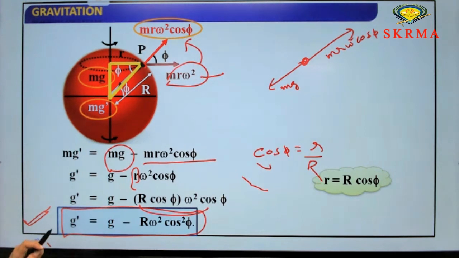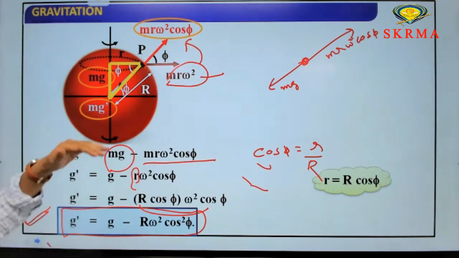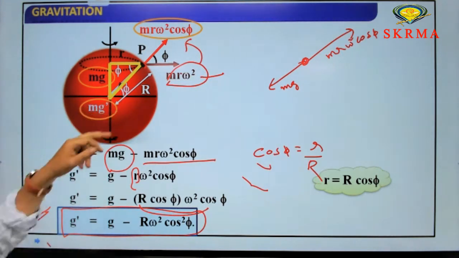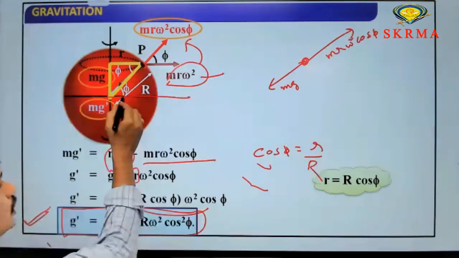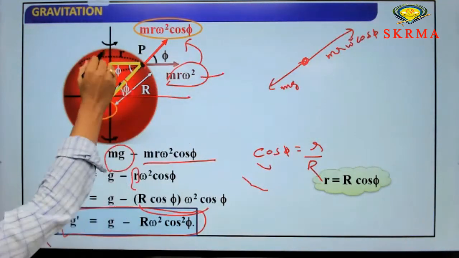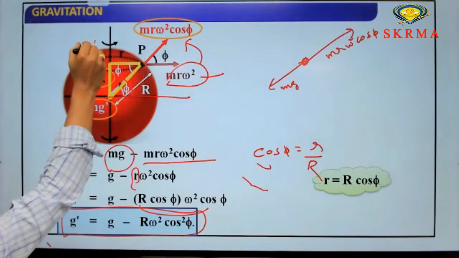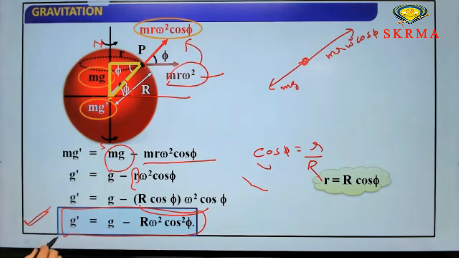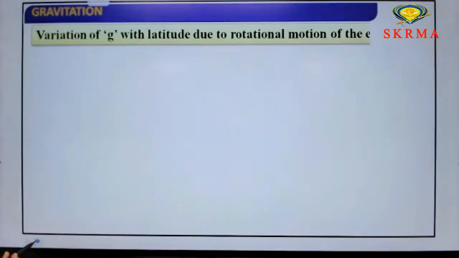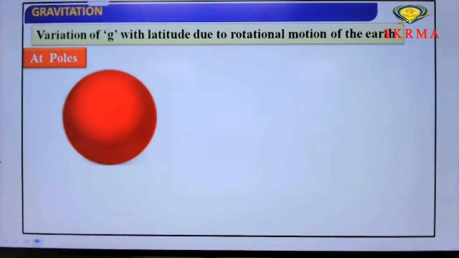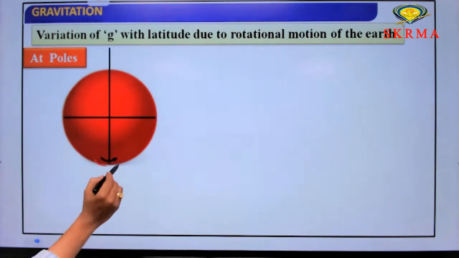Based upon this equation, we can obtain the gravity at different locations. If you want to represent it with respect to this axis or the equatorial line, if you move 90 degrees, you reach the equatorial line or the poles, the North Pole and South Pole. If you want to obtain the gravity with latitude due to the rotation of the Earth at the poles, this is the Earth's surface, and the Earth is spinning in this direction.